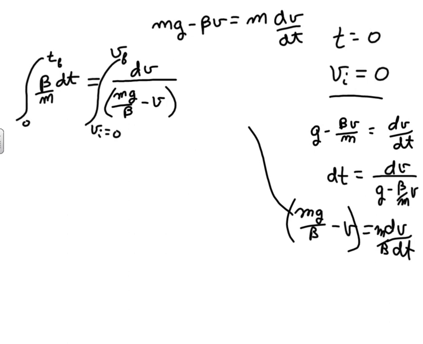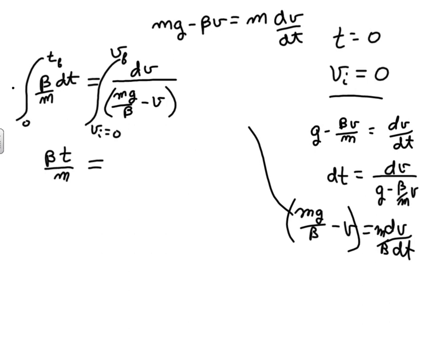What is the integral, a definite integral of beta over m, that's both constants, so they can come out of the integral and go over here, dt. What's the integral of dt? t. So I'm just going to stick in t final minus 0, which is just t. Okay? So I'm just going to make this beta t over m, where t is really the final time, not the time interval. Everybody see what I just did on that side? Okay? What do I do on this side?